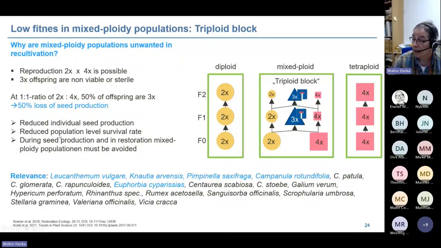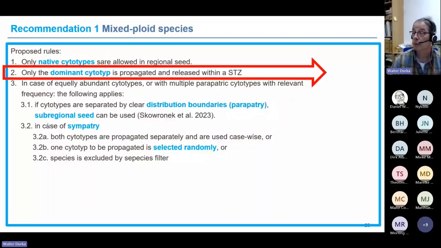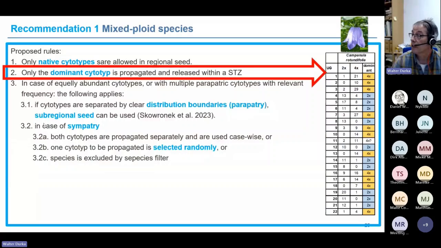And this is not a rare problem. There are many species actually which have similar problems of having multiple ploidy levels. And therefore we developed a recommendation for how these mixed ploidy species should actually be managed. First, only native cytotypes should of course be allowed in regional seed. And as a first rule, only the dominant cytotypes should be propagated and released within a seed zone.